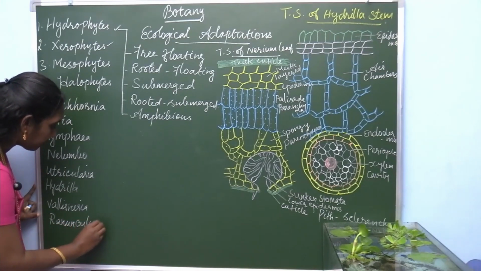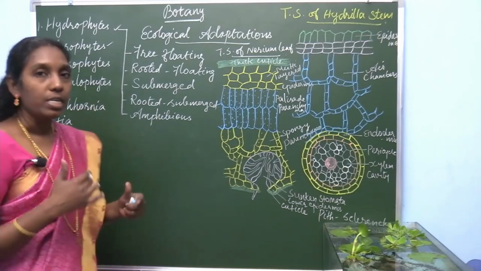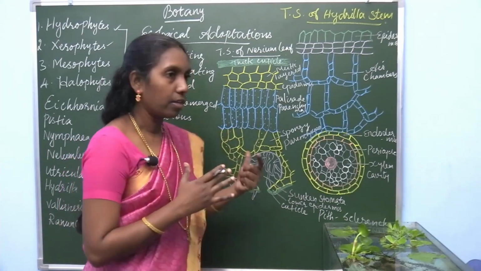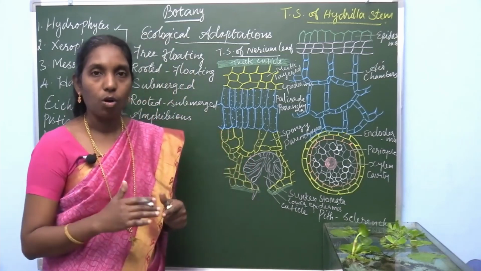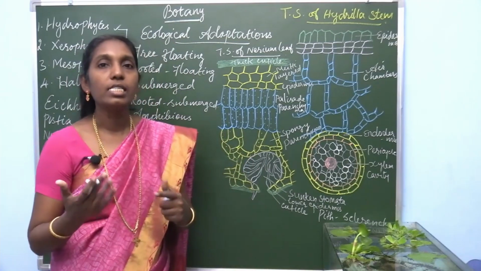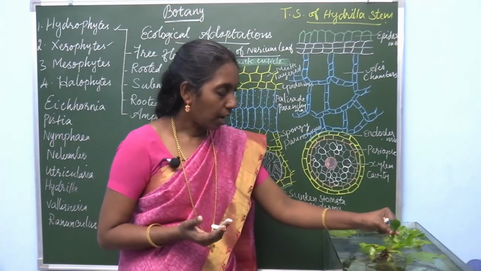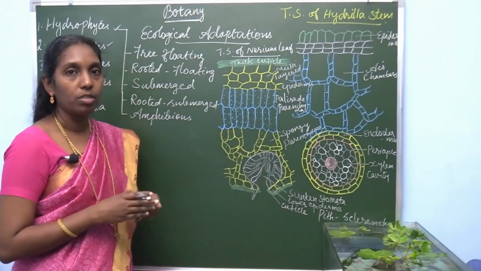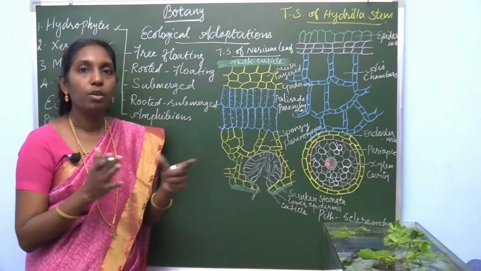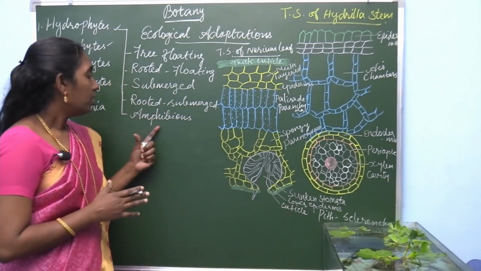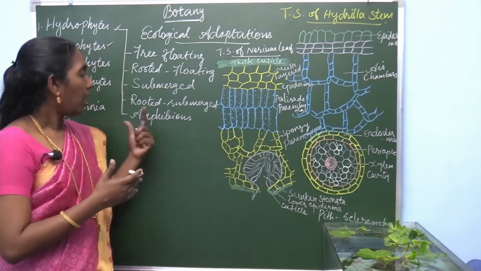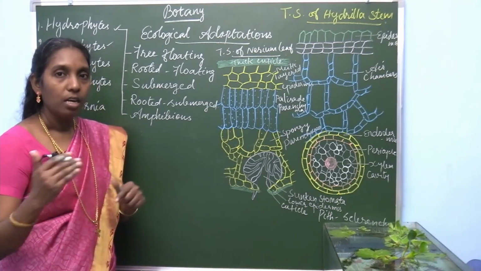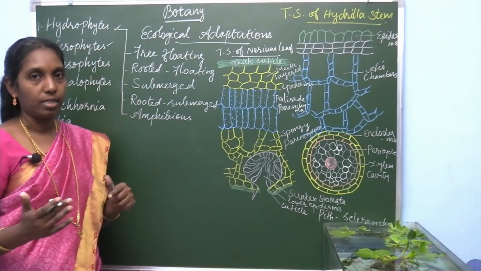Ranunculus. Amphibious hydrophytes. These hydrophytes have the habitat of aquatic as well as terrestrial. These are amphibious organisms, which show two different habitats, aquatic as well as terrestrial.